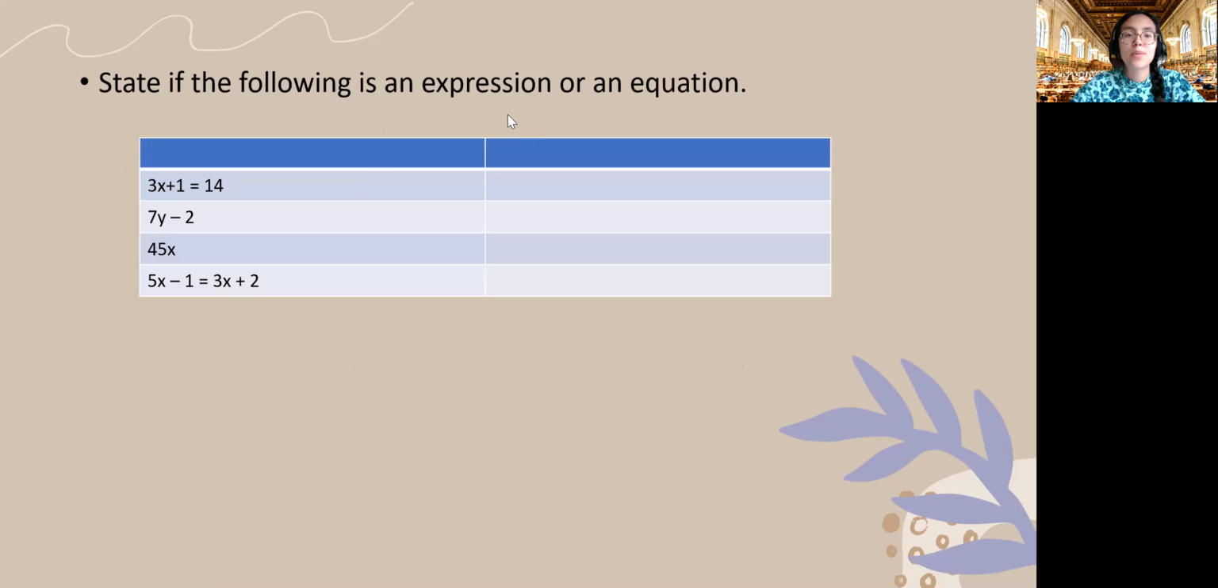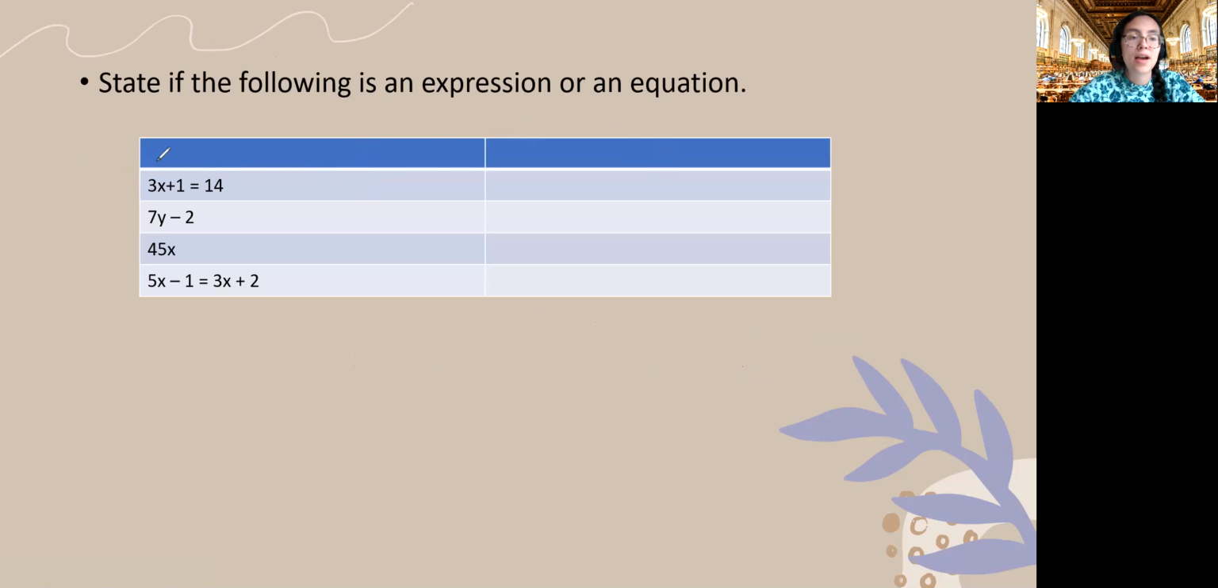In this example, we are asked to state if the following is an expression or an equation. So go ahead and pause the video now and attempt these, and then we'll come back and work on them together.